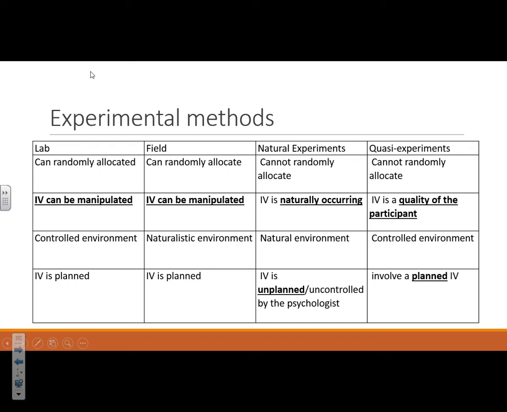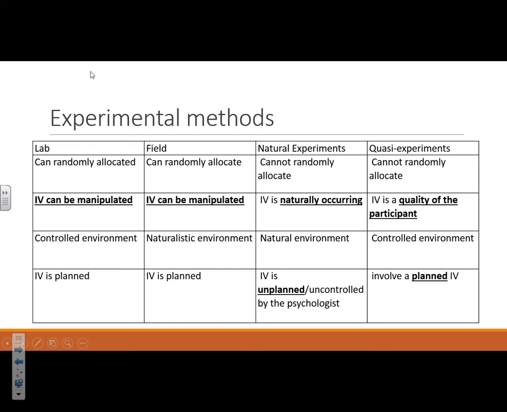Field, so the way that that's similar to a lab, you can randomly allocate. Once again, you can randomly allocate so many people to do one thing and so many people to do another. The IV can be manipulated. We are in full control of the IV. We can select who does and who doesn't experience condition 1 or condition 2. The difference between a lab and a field is a naturalistic environment.